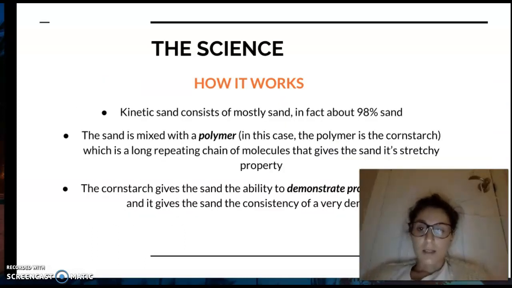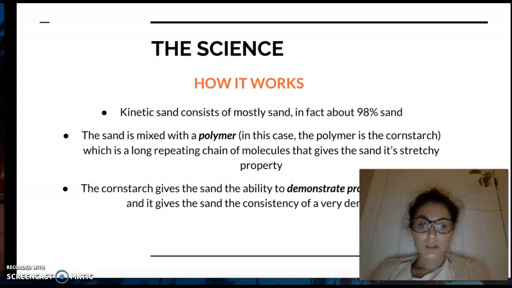So the science behind this experiment, basically how it works, is that kinetic sand consists of mostly sand, about 98% sand, but for the other 2%, the sand is mixed with a polymer, and in this case, the polymer would be the cornstarch. This is a long repeating chain of molecules that gives the sand stretchy properties. The cornstarch gives the sand the ability to demonstrate properties of motion, and it gives the sand the consistency of a very dense fluid.